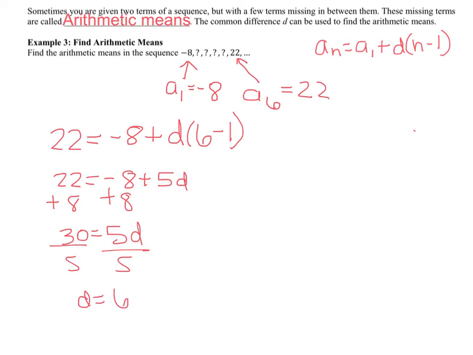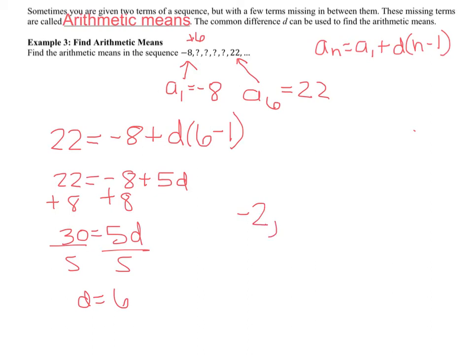Now we're not done because they didn't ask for the difference. The difference is just used to help us find those question marks, or the arithmetic means. So since d is the difference, I can go ahead and say negative 8 plus 6 to get my next term. And if I have negative 8 plus 6, that's going to give me negative 2.